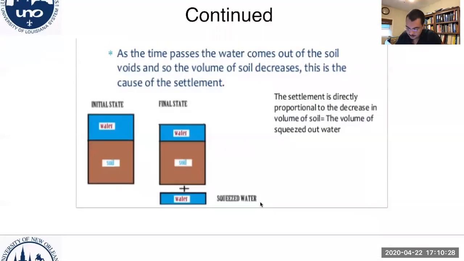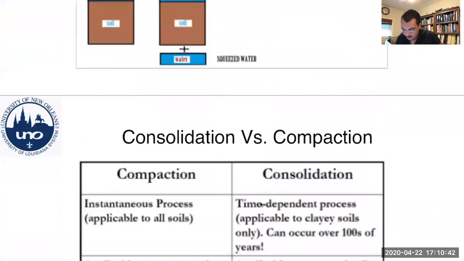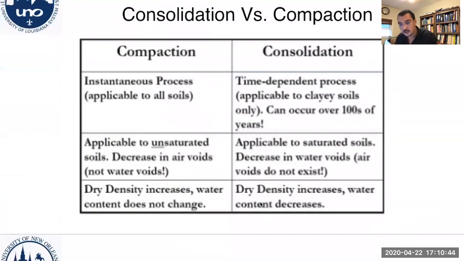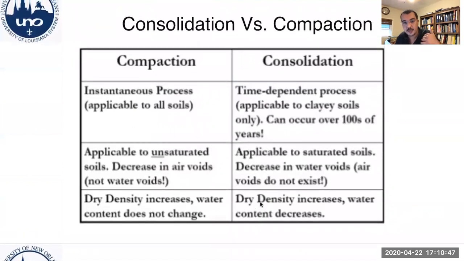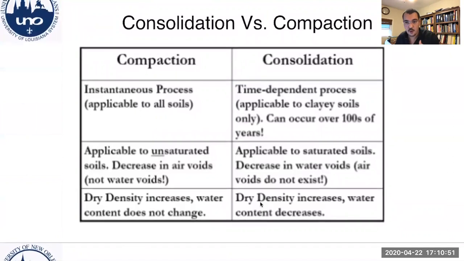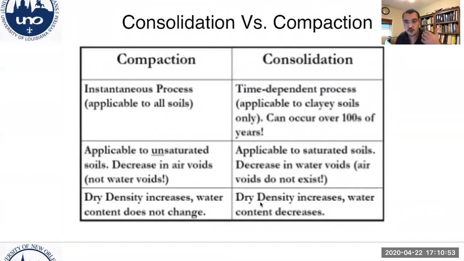So this is kind of reiterating what I said. The settlement is directly proportional to the decrease in volume of soil. So the decrease in volume of soil, or the decrease in voids, is equal to the volume of water that is leaving the sample. And this is a comparison that we mentioned last class between compaction and consolidation. They should not be confused. One takes place over a longer period of time. One is instantaneous.